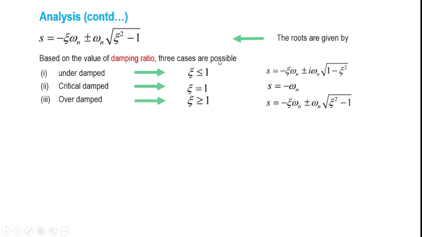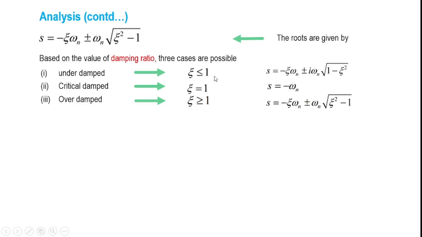Now let us introduce three systems based on the value of the damping ratio zeta. Three cases are now possible. One is an underdamped case. What is an underdamped case? That is the damping ratio less than or equal to 1. Obviously this indicates that the system damping is less than the critical damping.